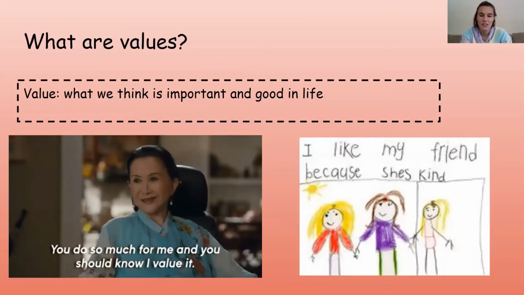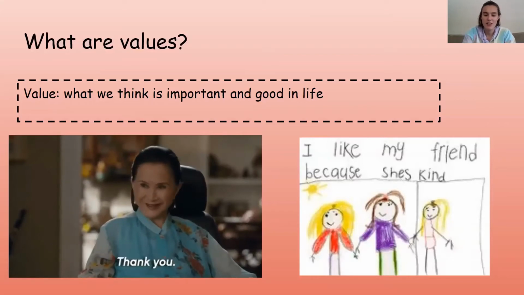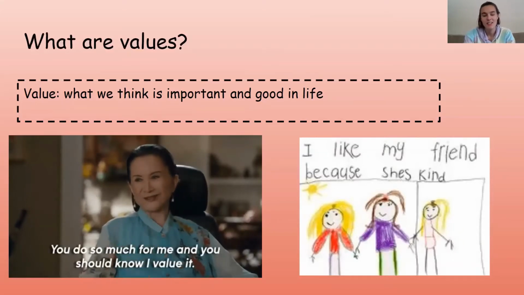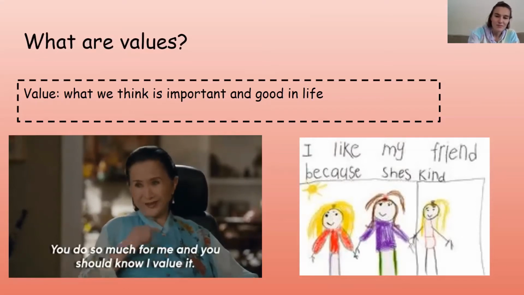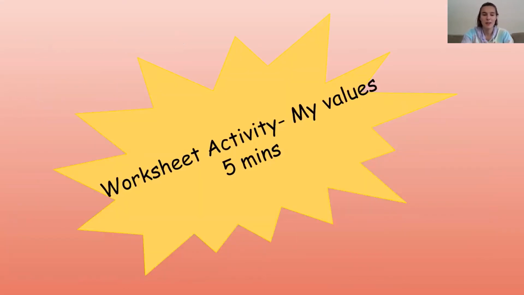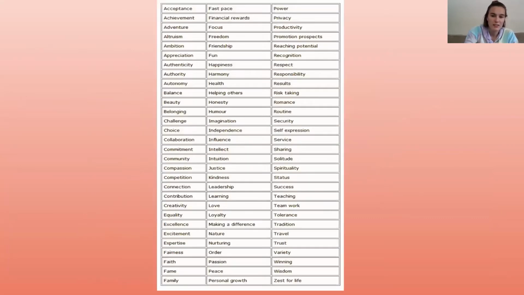And then the second picture says, "I like my friend because she's kind." So she's pointing out a specific characteristic or trait that her friend has, being kind, but she could have said because she's patient, because she's generous, because, and continue. To make sure we understand what we're talking about, we're going to do a quick activity in the journals. It says my values, and it should look something like this, but a little bit different because I condensed the list a little bit. And again, in your journal, there's going to be a little bit more specific instructions on that.